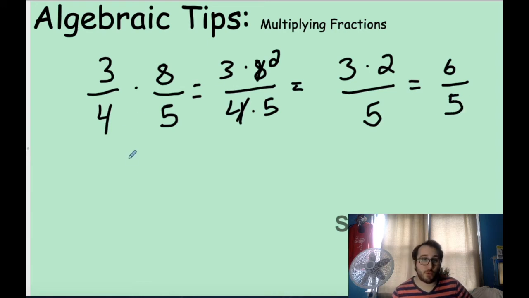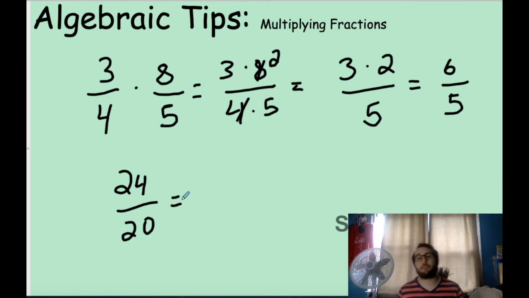Now, if we did this the normal way, like I said before, 8 times 3 is 24. 5 times 4 is 20. And then we can divide both top and bottom by the biggest number that we can think of that divides both of them, which is 4. So 24 divided by 4 is 6. And 20 divided by 4 is 5.